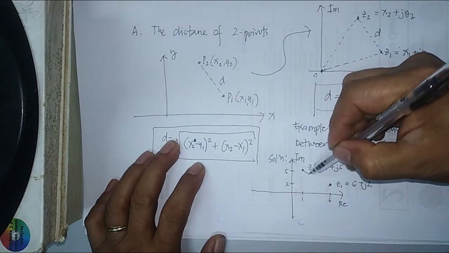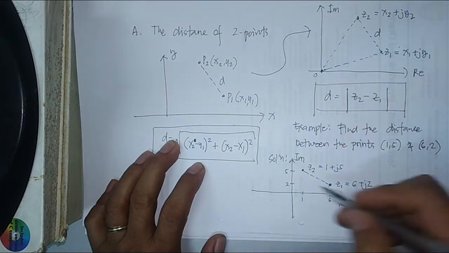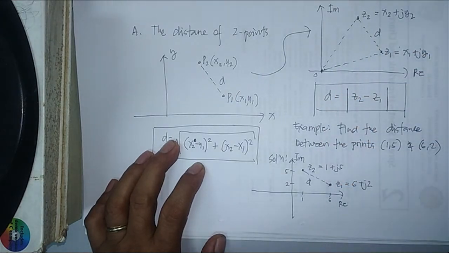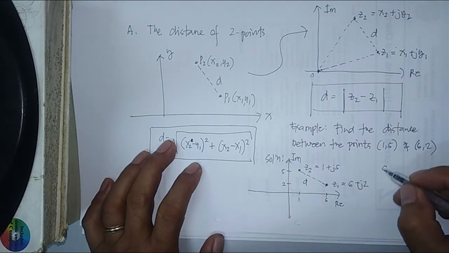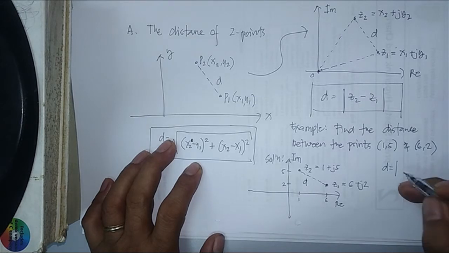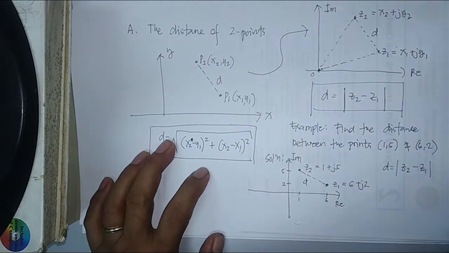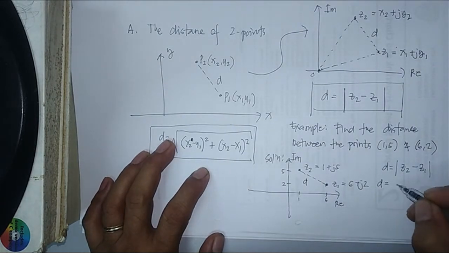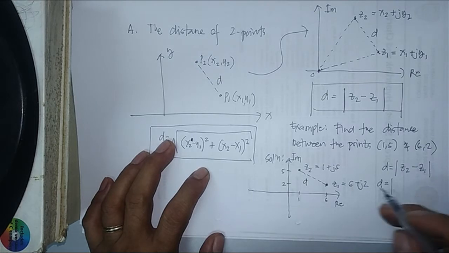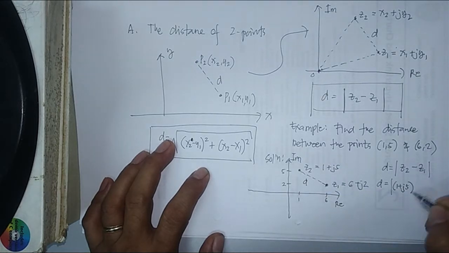Now, if we are going to solve for the distance of these 2 points, we need a calculator, of course. The distance of 2 points is just the absolute value of Z2 minus Z1. Take out your calculator and try to solve this. The absolute value of Z2, which is 1 plus j5, minus Z1, which is 6 plus j2.